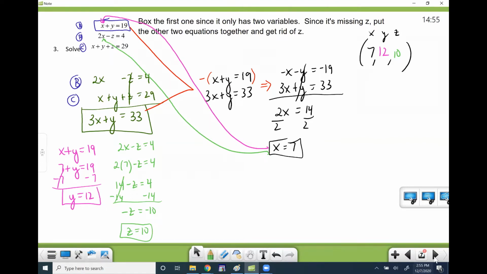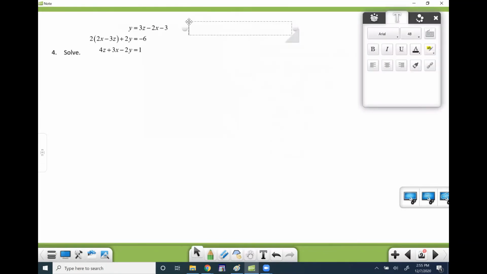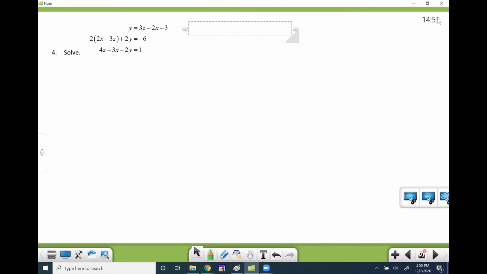All right, let's try some more. Let's get really awesome at these. Okay, so let's get these all into standard form. That's going to be the first thing we can do. Or you could do substitution, but I always just put them in standard form. Get all equations in standard form. Okay. Here we go.